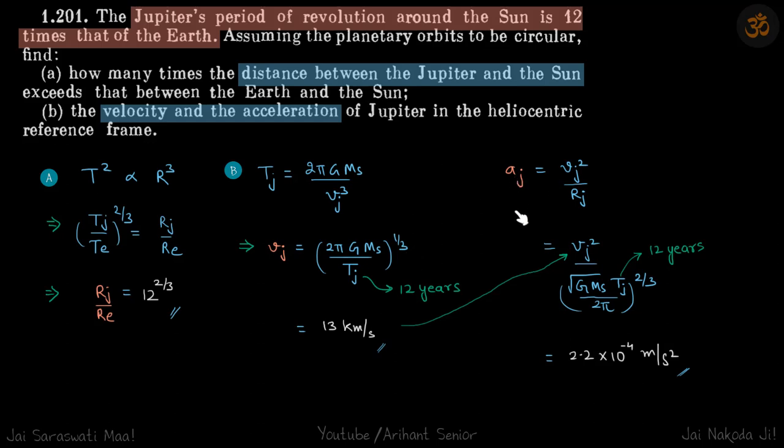Now acceleration is v squared by r, and we have just calculated v. So let's just write r in terms of time period again, because time period is given as 12 years. So for that we are going to use this relation between radius and time period. So we do that, and now we'll put the value of vj from here, and Tj is 12 years and rest is constant. We put and solve and get our answer.